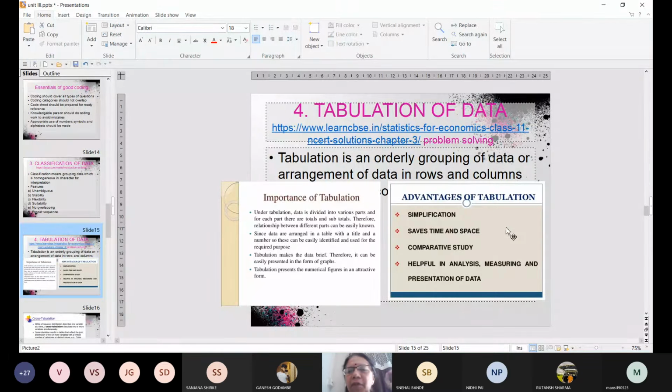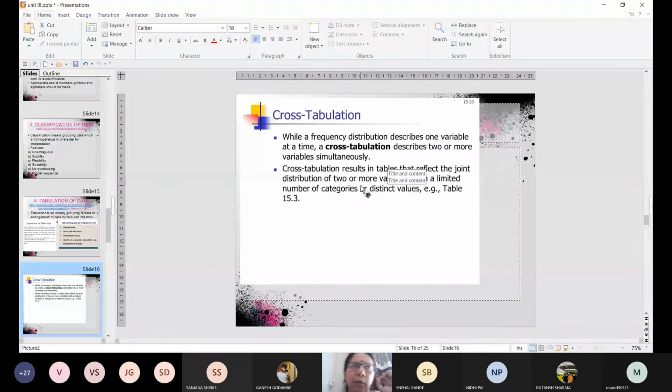It is very useful to simplify the data. It will save the time and space of the researcher, helpful in comparative study, helps in analysis, measuring of and presentation of data. There is one concept called cross tabulation.